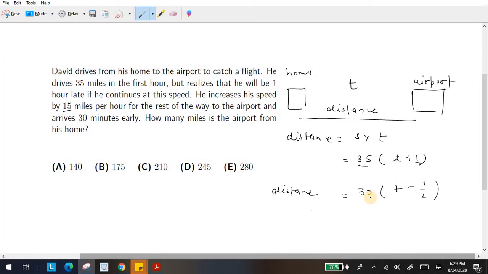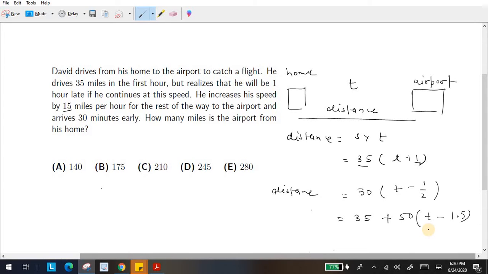Okay, so for example, in that case, how can we do that? Oh, sorry, I just forgot that. He drives 35 miles in the first hour. So what you can see, for example, in that case, it will be basically 35 plus 50 times t minus 1.5. How did we get 1.5?